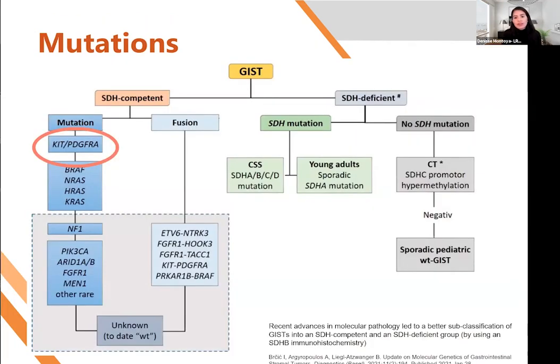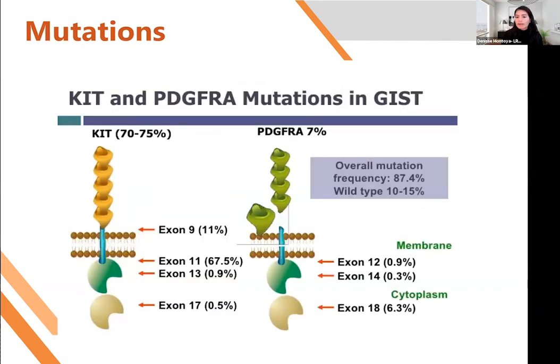So one thing that I just wanted to briefly touch on is the different mutations we have and the importance of mutational testing. I'm not going to get into details, but this is just a little breakdown of different mutations. The most common one, of course, is KIT mutations in GIST, with KIT exon 11 being the most common among all. Just like the frequency of mutations, of all the KIT exons, exon 11 is the most common, at 67.5%.